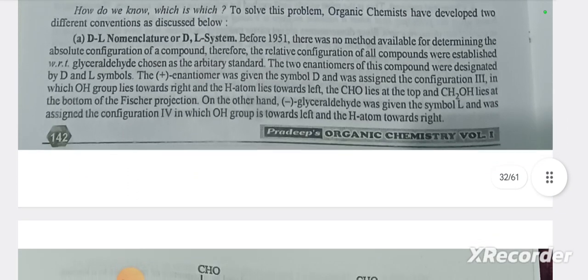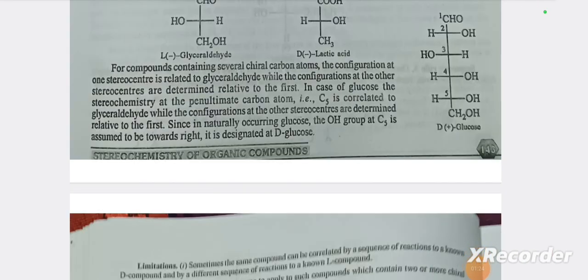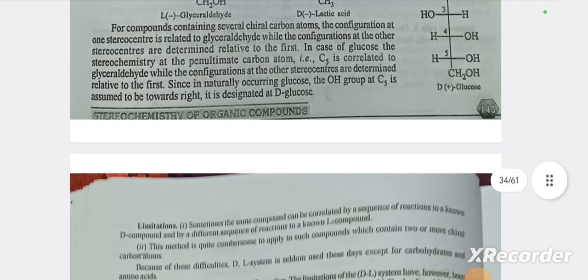To solve this problem, organic chemists have developed two different conventions as discussed below. For compounds containing several chiral carbon atoms, the configuration at one stereo center is related to glyceraldehyde, while the configurations at the other stereo centers are determined relative to the first. In case of glucose, the stereochemistry at the penultimate carbon atom C5 is correlated to glyceraldehyde, while the configuration at other stereo centers is determined relative to the first.